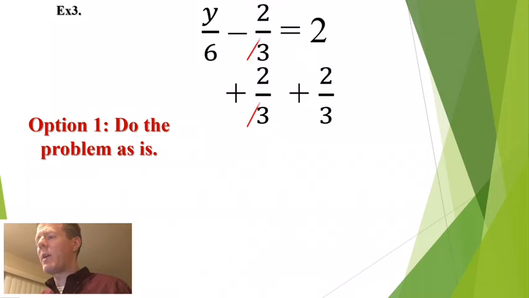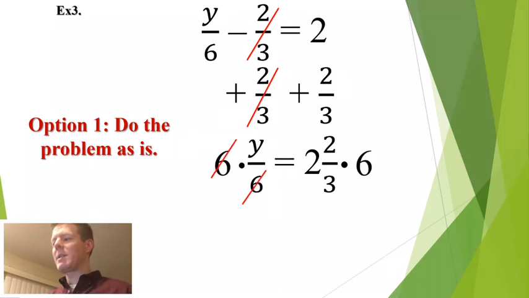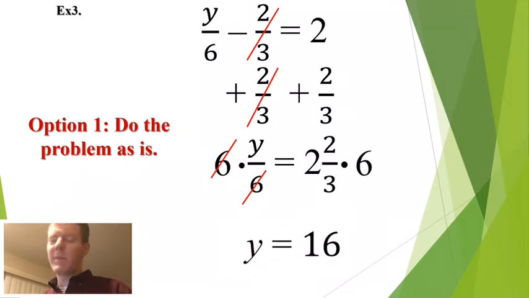So that gives me y over 6 is equal to 2 2/3 because when I add 2/3 and 2, I get 2 2/3. So now I have y divided by 6, so I need to do the inverse of that. I'm going to multiply by 6. That's going to eliminate that divided by 6. And then I have to do 2 2/3 times 6. There's a little bit of a rub there, and that's when the second option you won't have to do that. If you have a calculator, it's not too bad. It ends up being 16 when you do the math.